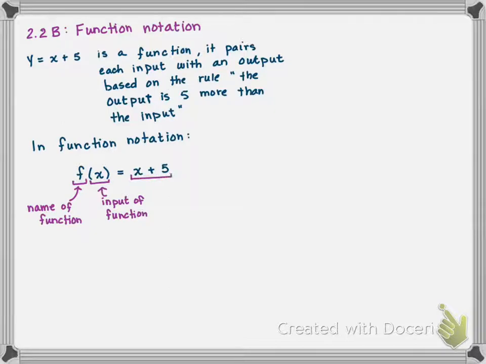This entire right side is our rule. So it's the correspondence we talked about yesterday that tells us how to get an output from a specific input. So this is the rule.